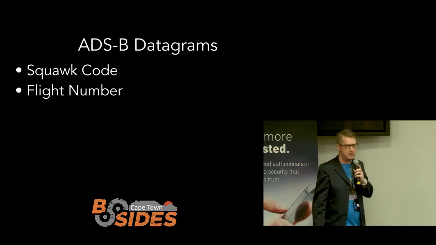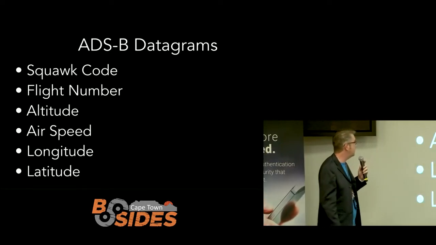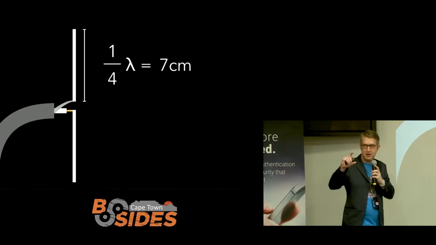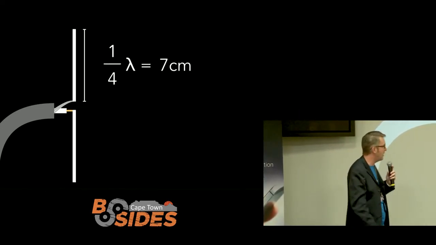So these ADS-B datagrams, I'm a software guy, remember, have that squawk code in there, the flight number, which in my experience is never populated for some reason, your altitude, how high you are, your airspeed, longitude, and latitude. So of course, this broadcasts at 1090, and you need a much shorter antenna, only 7 centimeters. Am I wrong about that? You're nodding. Okay, cool.